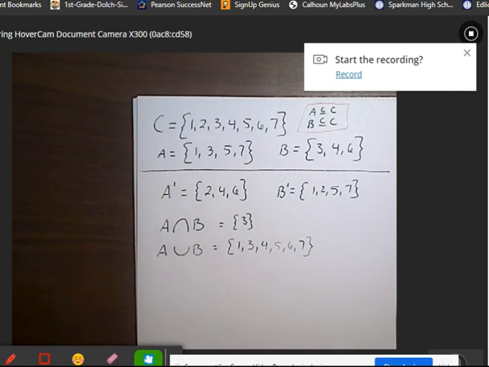Sorry, I have just a quick question. Go ahead. Double checking, we don't list the 3 twice when you have a union between the two? That's correct. If it shows up twice, you do not have to list it twice. One time is plenty.